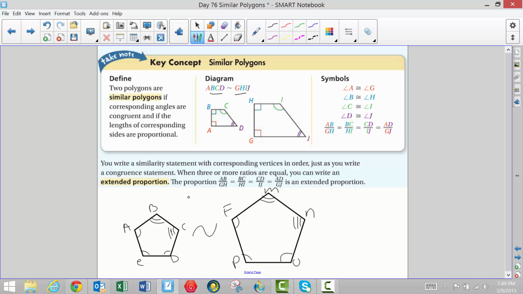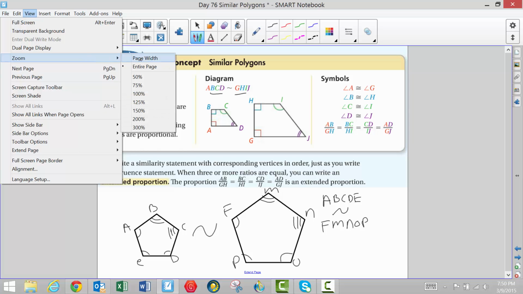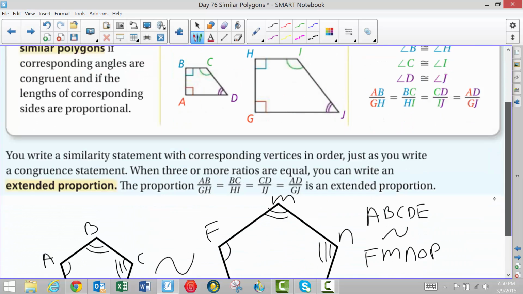So I know that ABCDE is similar to, now what corresponds to A? F. What corresponds to B? M. What corresponds to C? N. What corresponds to D is O. What corresponds to E is P. So my corresponding angles are congruent.